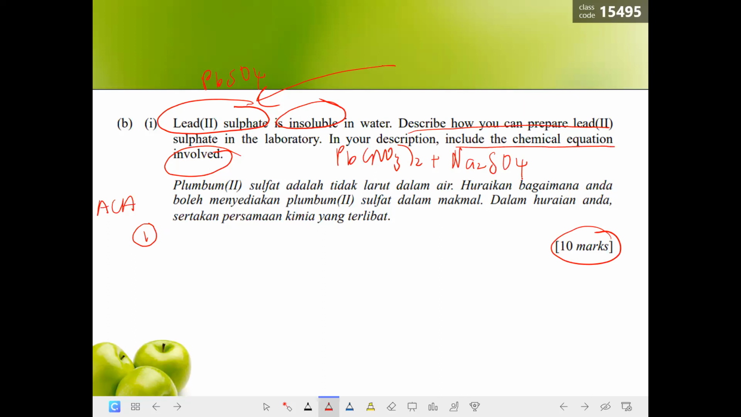Okay, use ACA for my first sentence. A for action, C for chemical, A for apparatus. Who wants to try? Naim is not here. If not, Naim also will be answering me. He was doing this yesterday. Who wants to answer this?